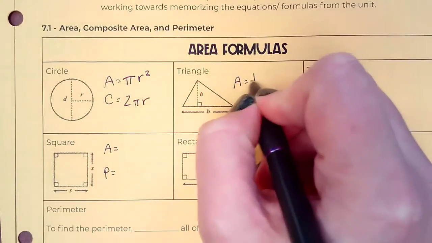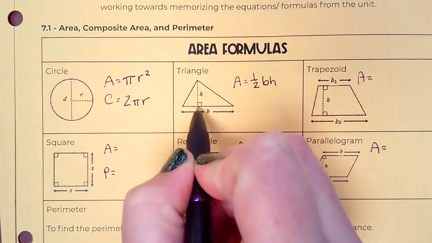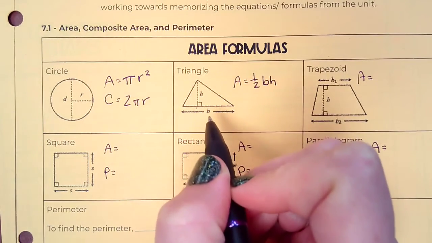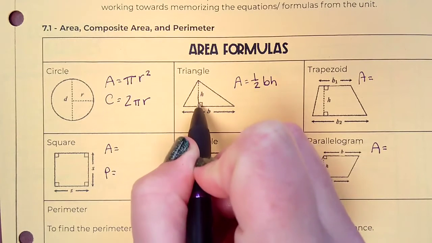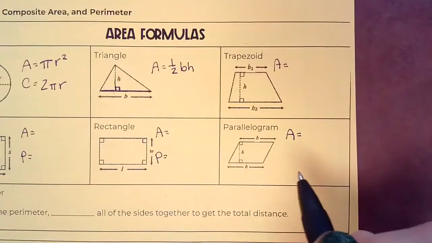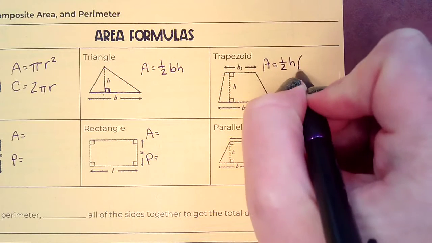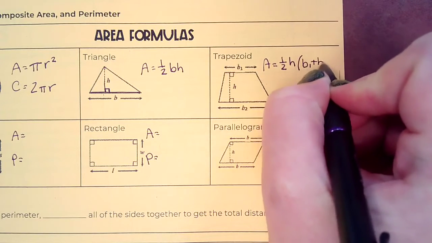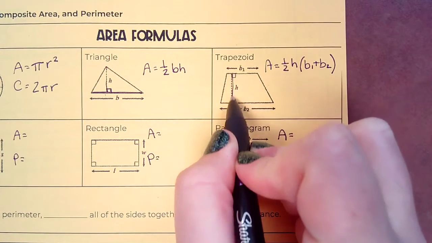Triangle is 1/2 base times height. Your height is this altitude that's created inside the triangle if you don't have a right triangle. I know which one is the base because the height is creating a right angle with that side. Trapezoid is 1/2 times the height times both the bases added together, so b1 plus b2, base 1, base 2. The height is the distance between the two bases.